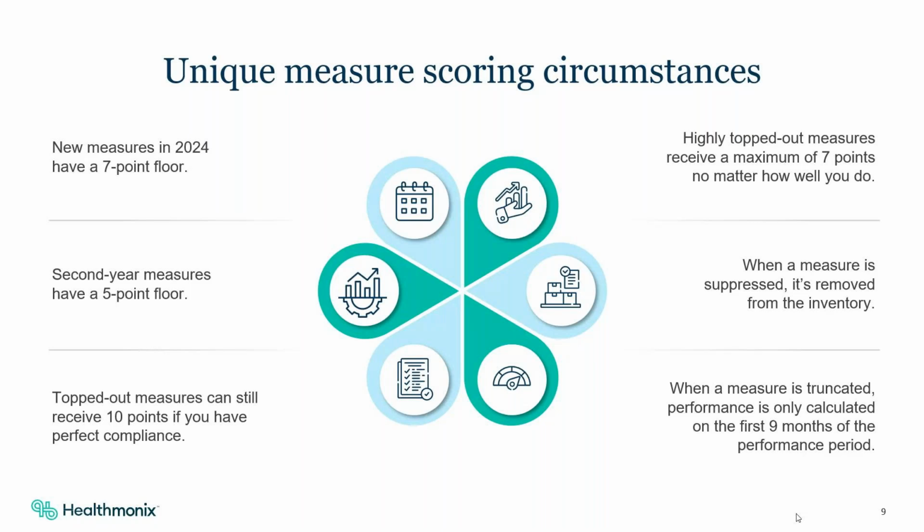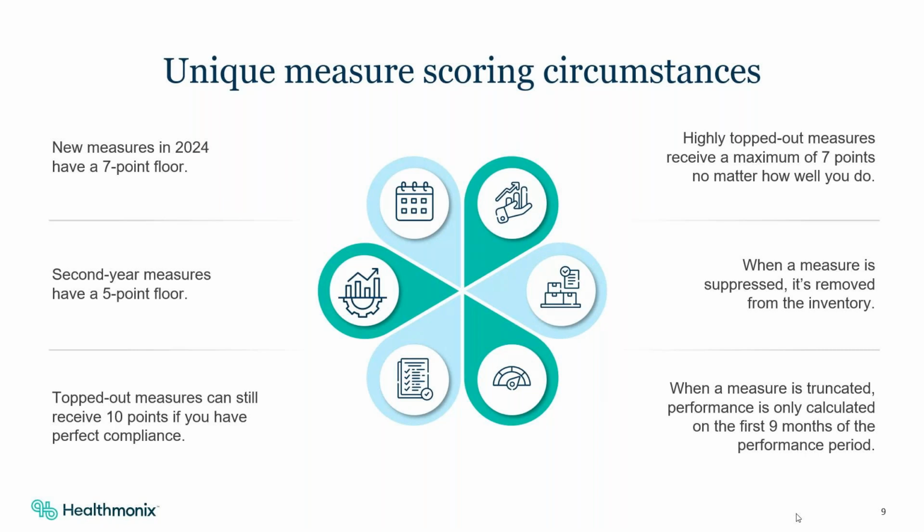Normally, for a measure, you can get anywhere between 1 to 10 points for each quality measure. But CMS is really pushing this initiative of saying, hey, these measures are new. We want to make them attractive. We want to put a spotlight on these measures. So when you report new measures, they have a 7-point floor. You don't even need to meet the 20 visit threshold in order to hit that 7-point floor. You simply need to be able to report the measure.